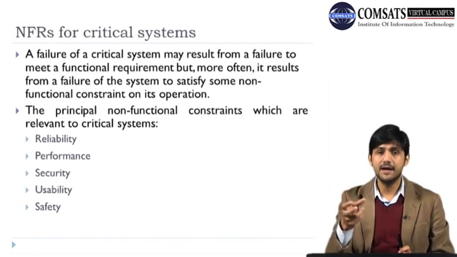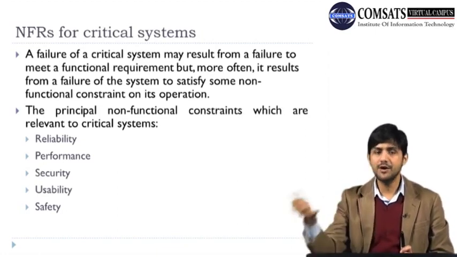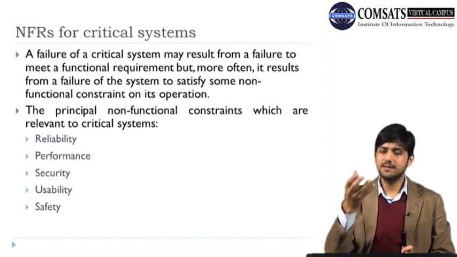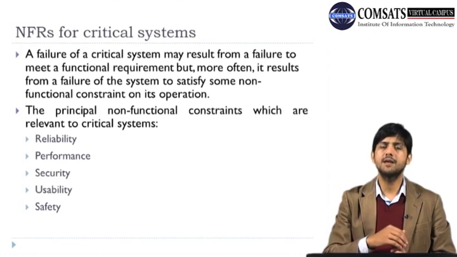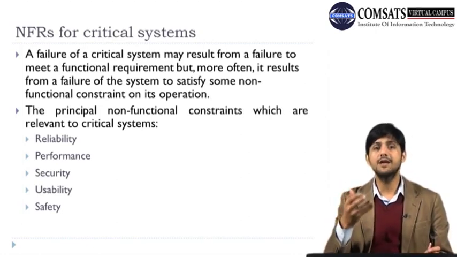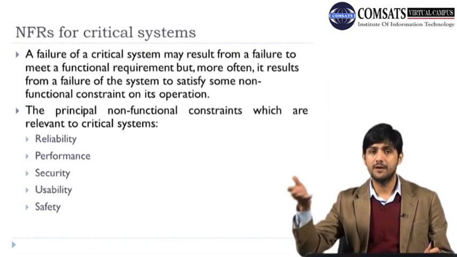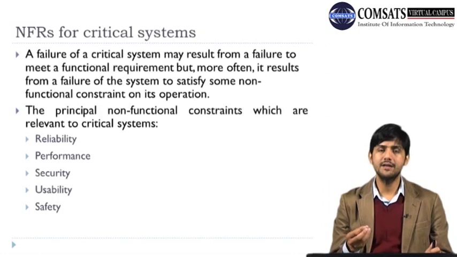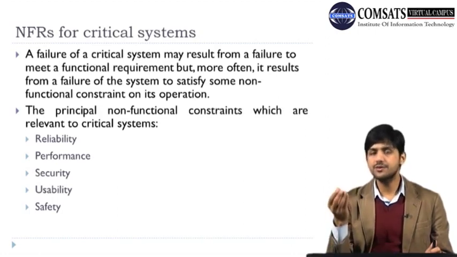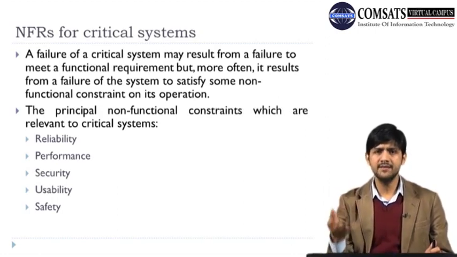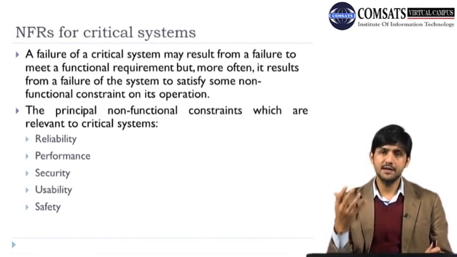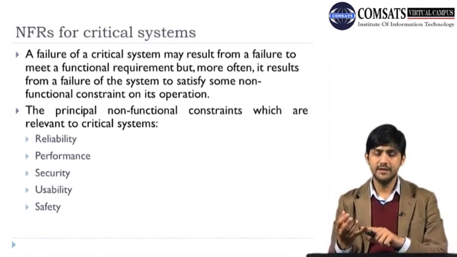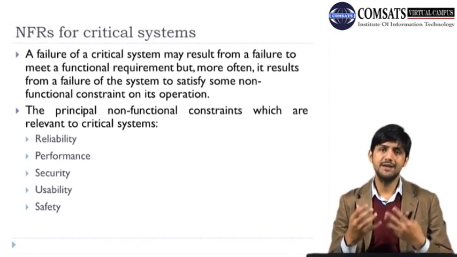Obviously, if the system is not functioning properly, then it would fail. But more often, there are lots of examples where the system was not able to meet those non-functional constraints, and that is why the system failed. So it is very important to identify what those non-functional constraints are for safety critical systems. Normally we say that there are five main constraints. Number one is reliability, then we have performance, security, usability, and safety.